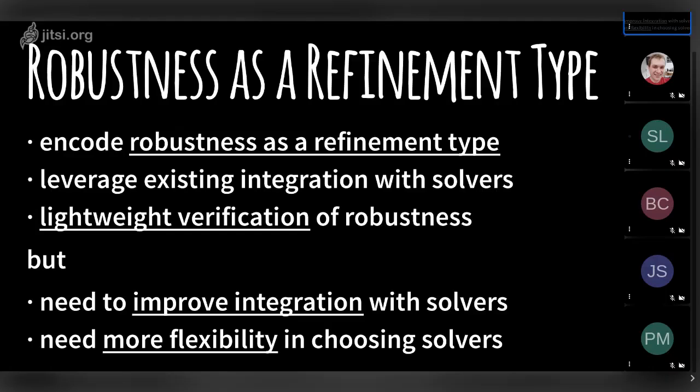But at the moment, we still need to improve integration with solvers. So we're kind of going to have to write our own. And we need a lot more flexibility in choosing solvers. And in light of that, I'm currently working on an extension of Agda, which can link up with Marabou and generate very efficient queries. And that's all for me. I will gladly take some questions.